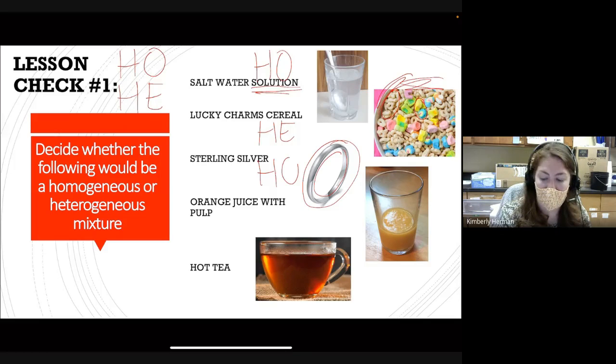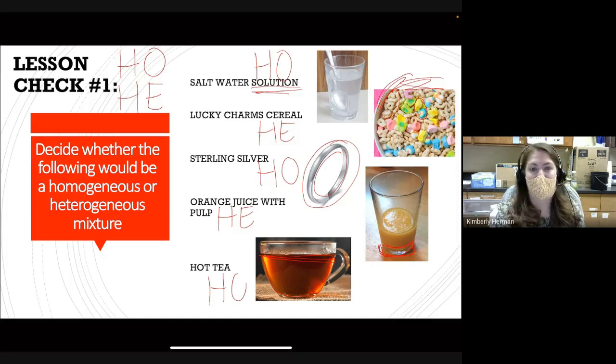Orange juice with pulp. So if you've ever seen orange juice in maybe a clear container like those Simply Oranges, you can see all the pulp on the bottom. So we would say that there are 2 distinct phases. It would be HE for it. And then hot tea. If we take a look at our hot tea, the whole goal is that we want it to be uniform throughout. So we would see that hot tea is going to be HO for it.